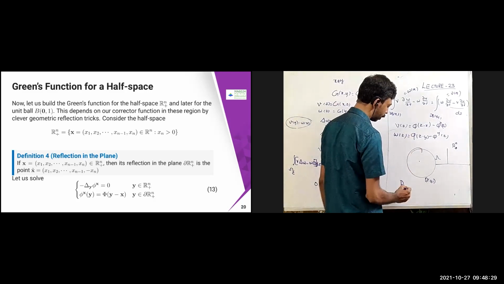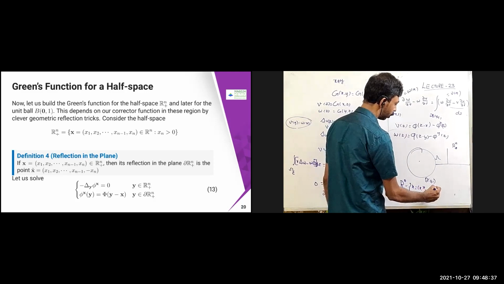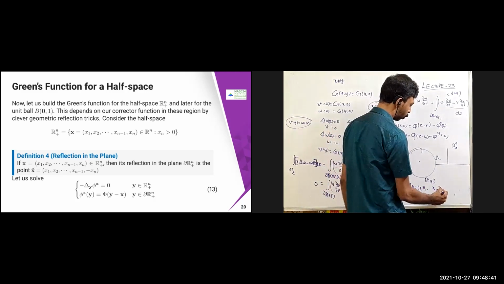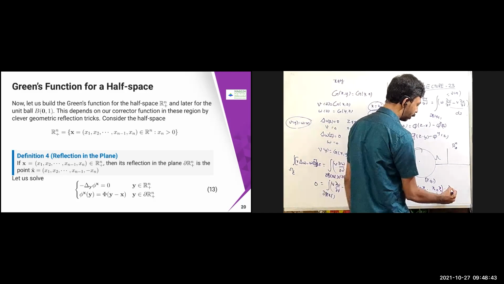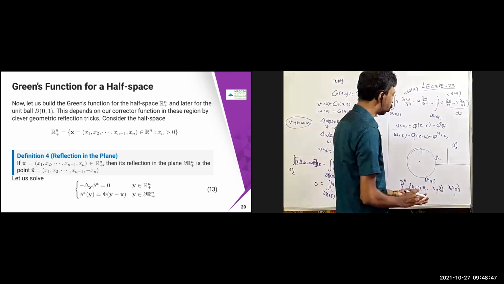Okay, R plus, and this is the half plane. That means I'm going to take x equal to the set of all (x1, x2, etc., xn minus 1, xn) such that xn is greater than 0. So just imagine the same thing in 2D.